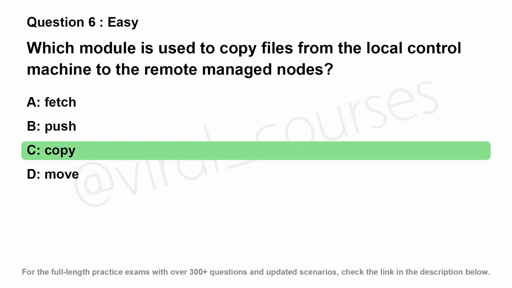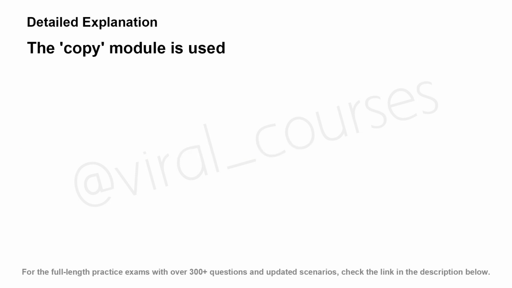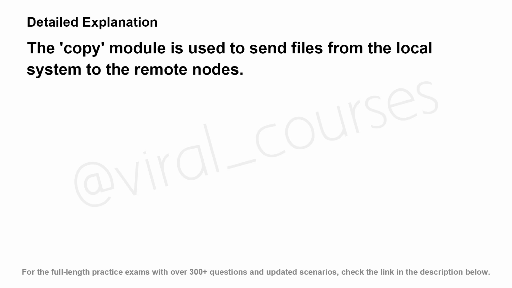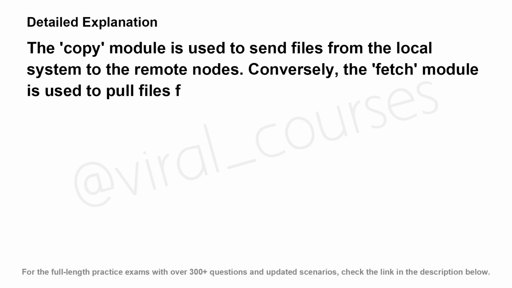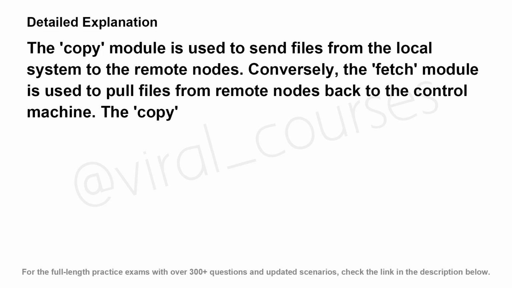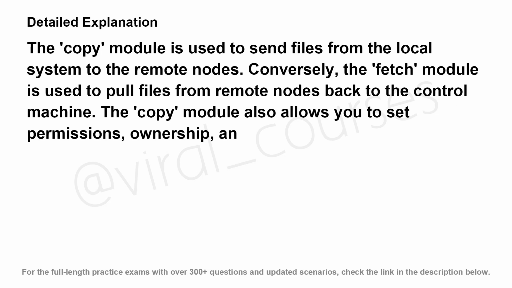The correct answer is C. The copy module is used to send files from the local system to the remote nodes. Conversely, the fetch module is used to pull files from remote nodes back to the control machine. The copy module also allows you to set permissions, ownership, and perform validation checks.